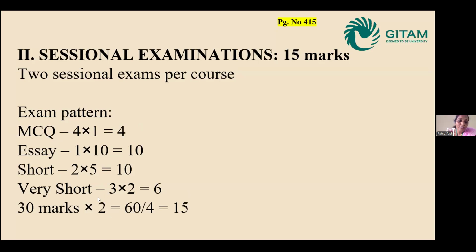So 2 sectional exams, 30 into 2, that is 60, and that divided by 4 becomes 15. Or even if you take the average, it comes to the same. So this 15 plus that 10 becomes your 25. This is how we need to get our internal marks for the semester syllabus.